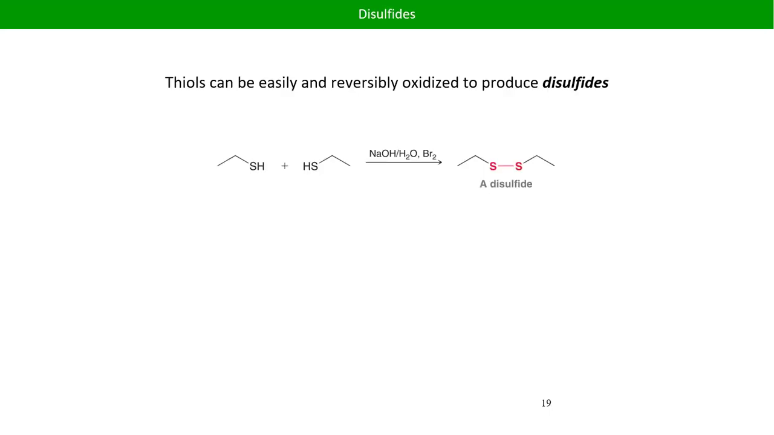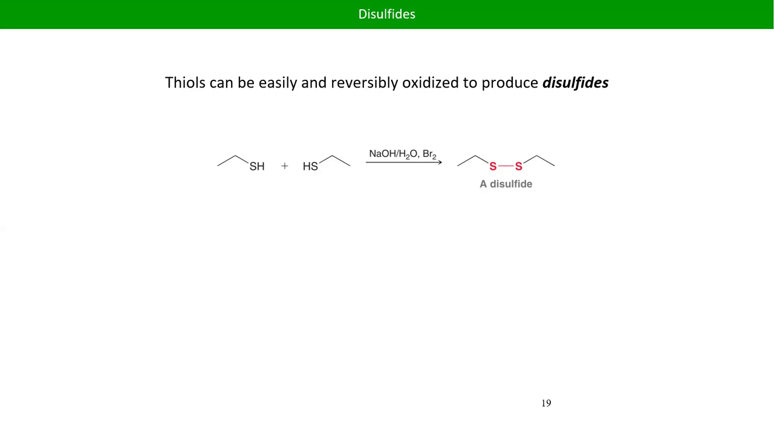And here's the chemical way of doing something that the body does. Actually, prokaryotic cells have this process that is pretty important to protein folding. There is one amino acid, cysteine, I think, that has a sulfur that is a thiol.